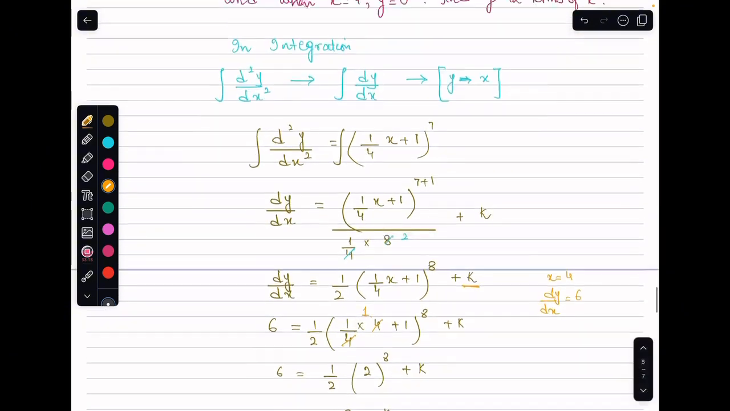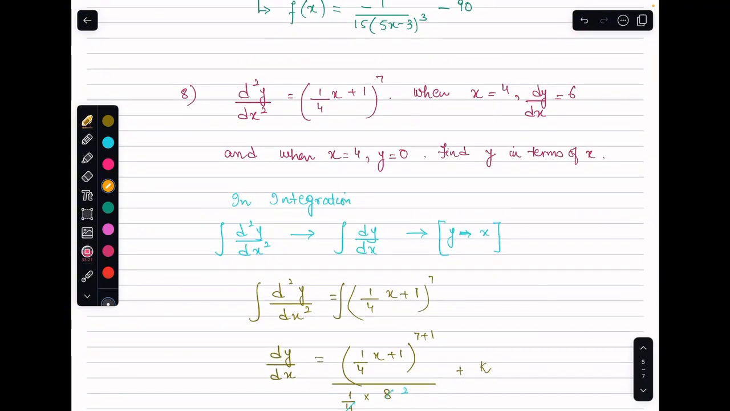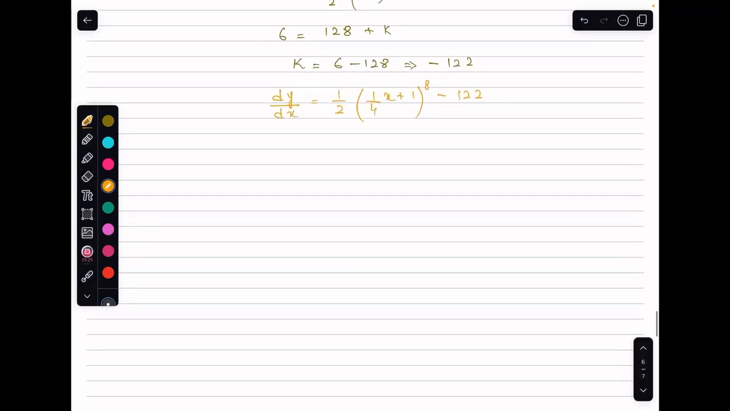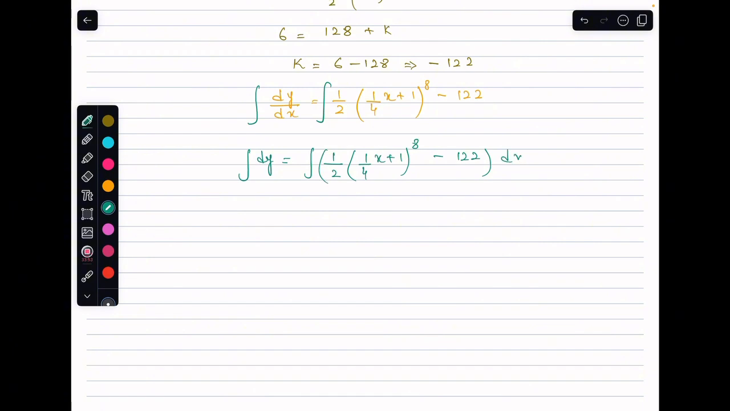Now we were asked to get y in terms of x, and therefore I shall be integrating this again to get our y in terms of x. So integrating it again, dy by dx becomes the integral of dy, which shall be equal to the integral of 1 by 2 times (1 by 4x plus 1) to the power 8 minus 122 dx.